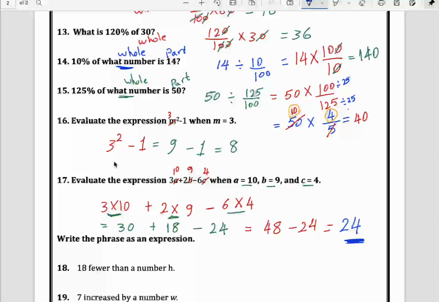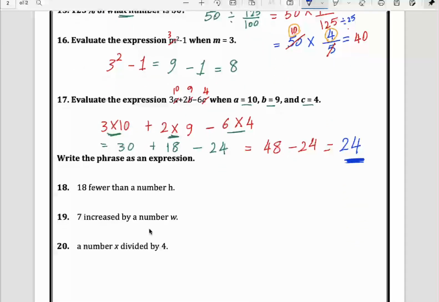Any problems with questions 16 and 17? Yes, Nawaf? No. Okay, Nawaf, if you don't have any questions, lower your hand. Okay.